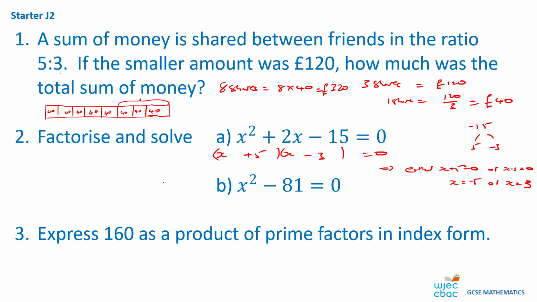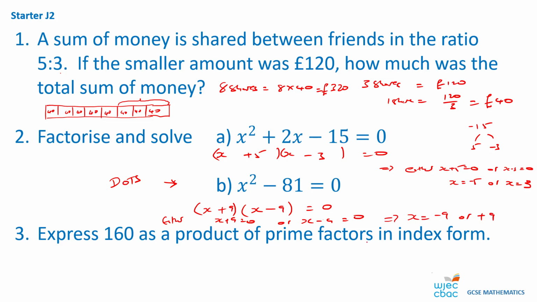This one, as we looked at yesterday, is the difference of 2 squares. So it's going to be a square number and a square term and a square number. 81. So x plus 9, x minus 9 equals 0. So either x plus 9 is equal to 0 or x minus 9 equals 0, which means x is equal to minus 9 or plus 9.